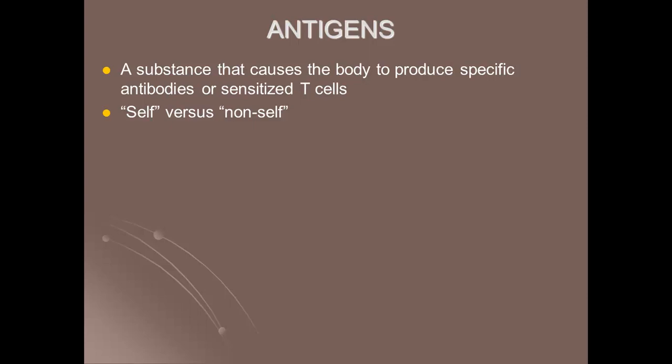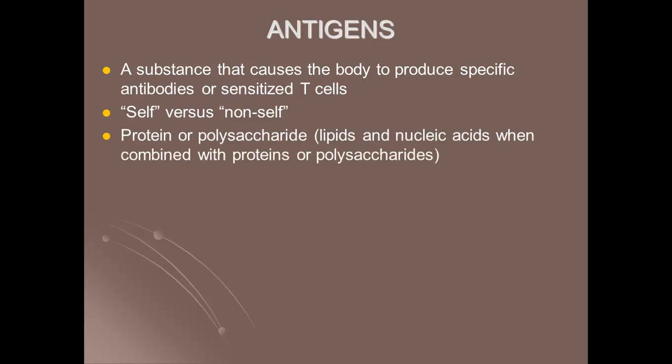So all of our cells, so if we look at our red blood cells, that's how we know that we have different blood types. We have A antigens, right? So somebody that has A antigens is type A. Somebody that has B antigens is type B. Okay? So all of our cells and tissues contain antigens, but those that are inside of our body do not stimulate an immune response.